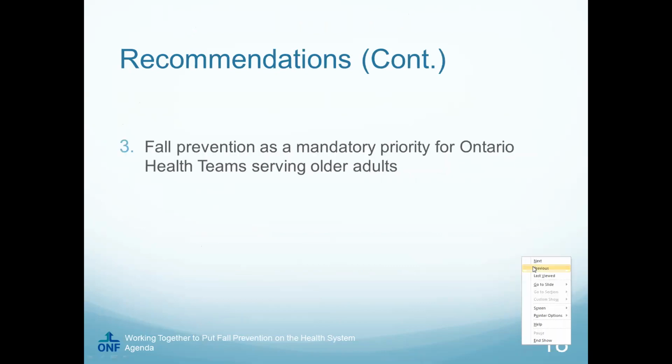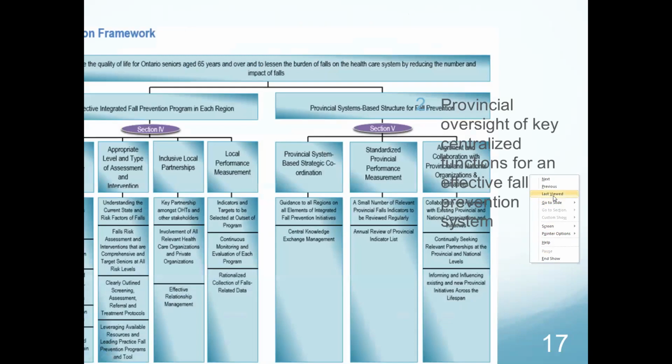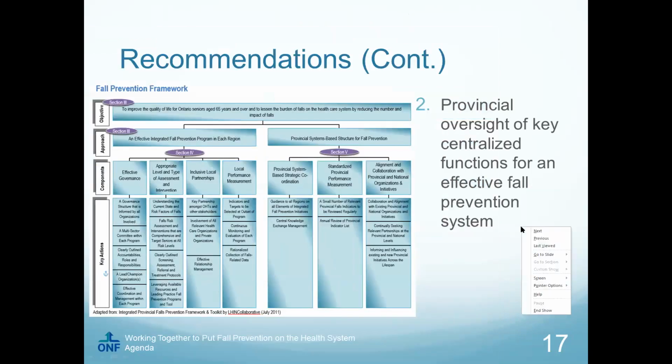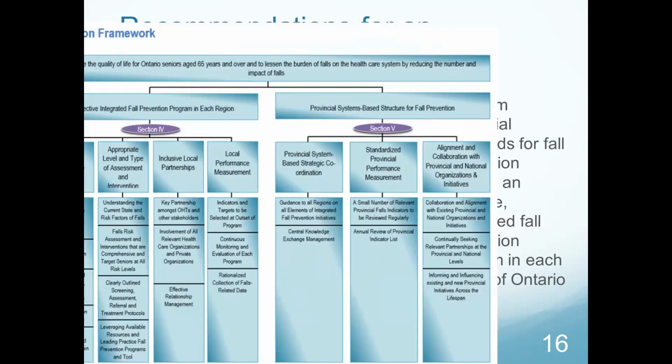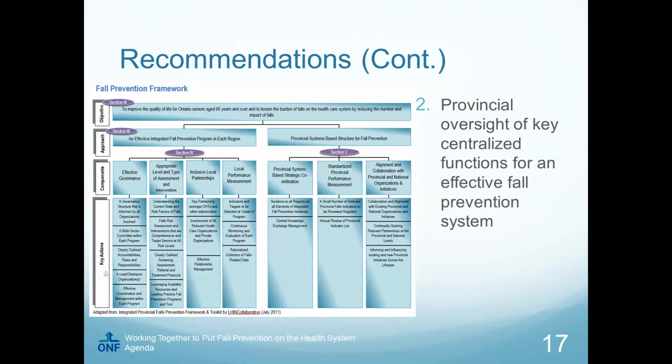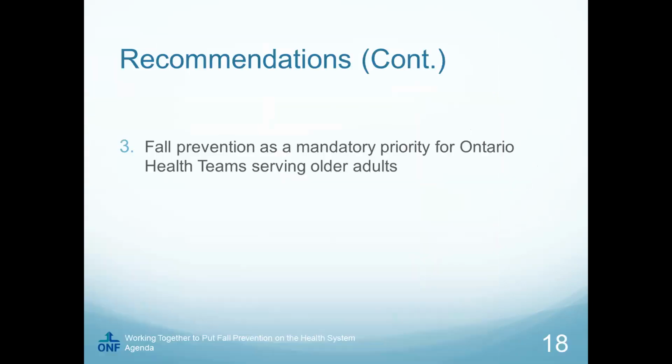Yes, Chris? Yes, I realized I was on mute, which makes it difficult. So the first recommendation was that we would have minimum provincial standards for fall prevention through an effective integrated fall prevention program in each region of Ontario. The second recommendation was that we would have provincial oversight of key centralized functions for an effective fall prevention system, thinking system-wise. Recommendation number 3, that fall prevention is a mandatory priority for Ontario Health Teams serving older adults.